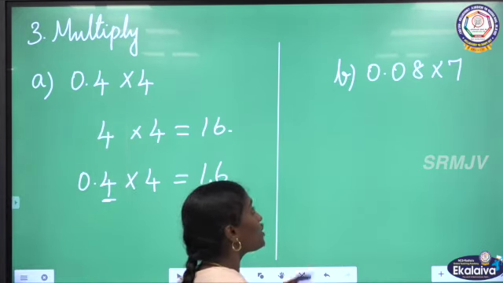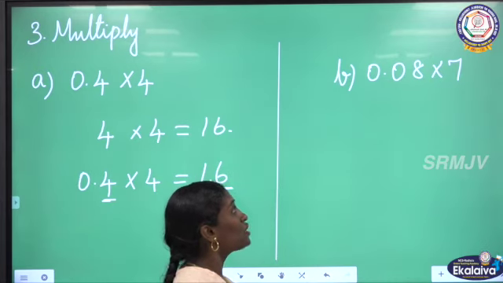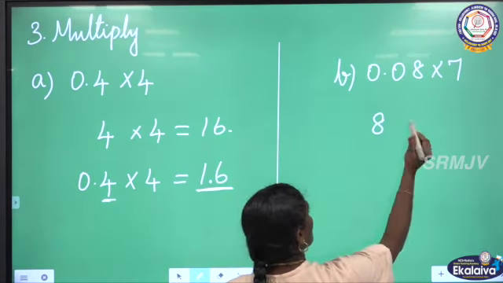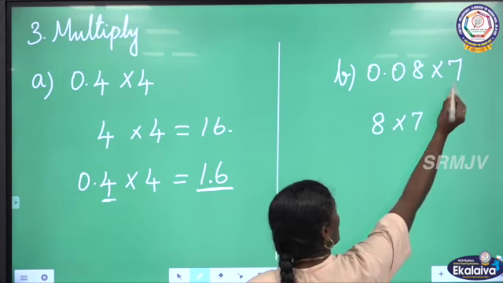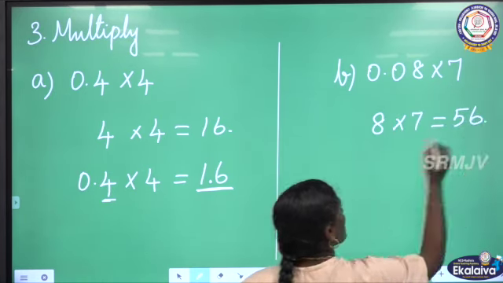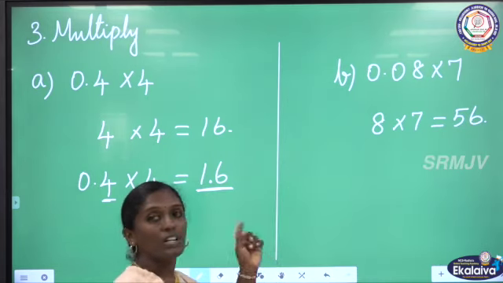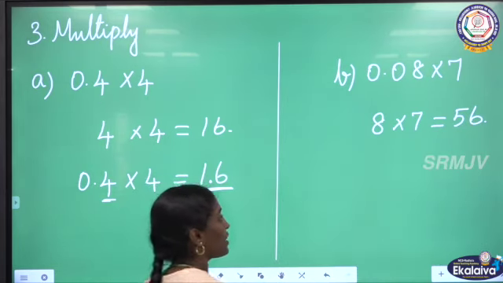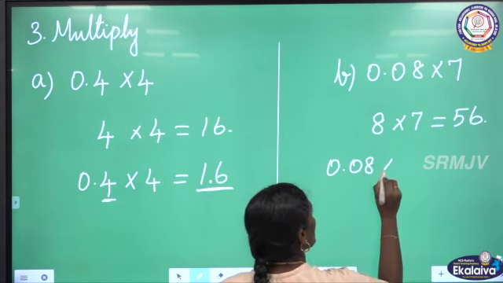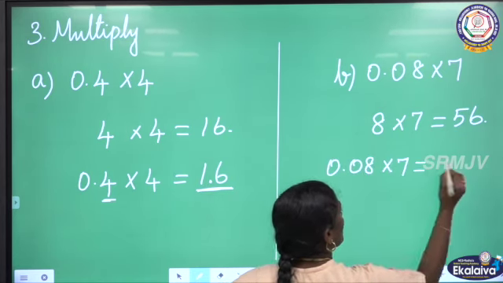See the next question 0.08 into 7. Now, I am going to take 0.08 as 8, a whole number. Then the second number 7. 8 7s are 56. Now, we got the answer for the whole number 8 and 7. Now, we are going to write the answer for 0.08 into 7.